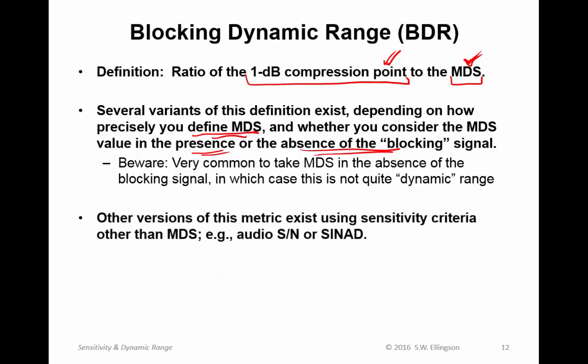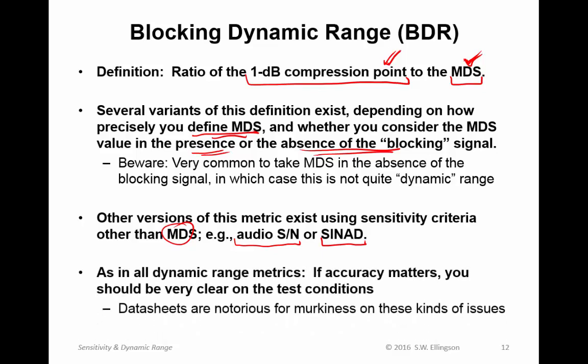Other versions of this metric exist using different sensitivity criteria, that is, alternatives to MDS. In land mobile radio, and in certain other applications, instead of MDS, we measure audio signal to noise ratio. Maybe we apply an FM signal, for example, and then demodulate it and see what the audio signal to noise ratio is. SINAD is signal to interference plus noise and distortion. So that's another audio metric that we could use.